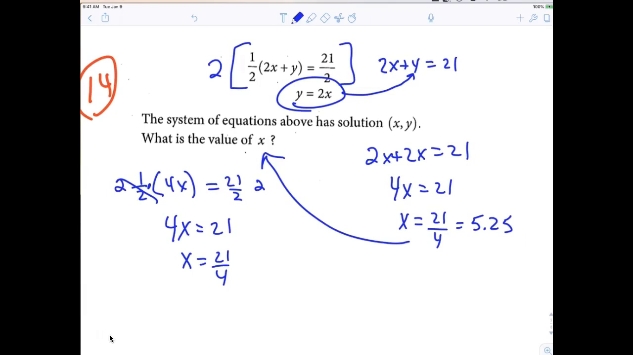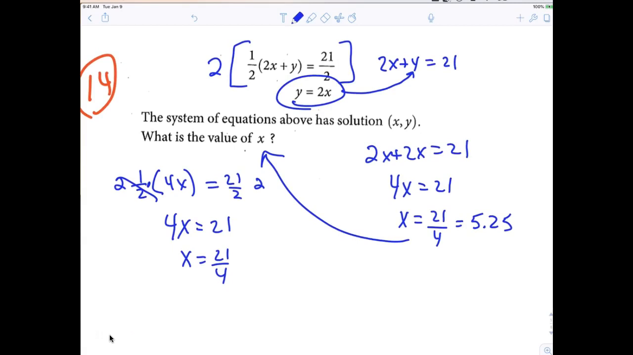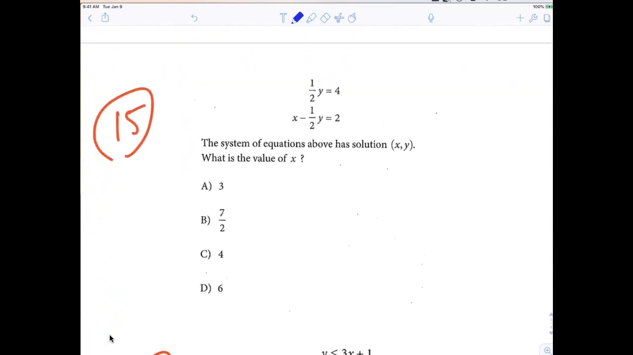Everybody's good with that now? All right. You can do half of 4. Half of 4 would be 2x. And then you would have 2x is equal to 21 over 2. Then you divide by 2, and now x is 21 over 4. Same answer. Doesn't matter how you do it. You with me? All right, 15.